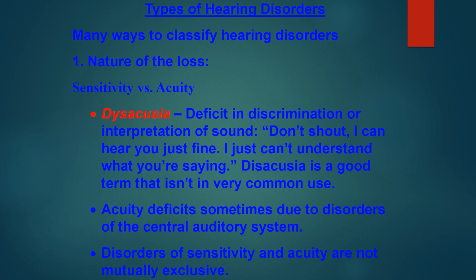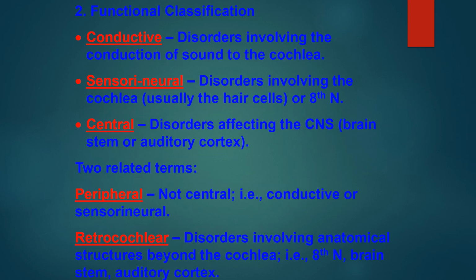Types of hearing disorder. The nature of the loss: sensitivity versus acuity. Dysacousia is a deficit in discrimination or interpretation of sound. Don't shout, I can hear you just fine. I just can't distinguish what you are saying. Dysacousia is a good term that isn't in very common use. Acuity deficits are sometimes due to disorders of the central auditory system. Disorders of sensitivity and acuity are not mutually exclusive.